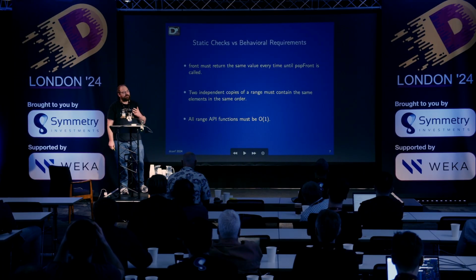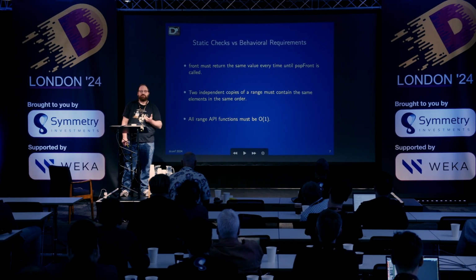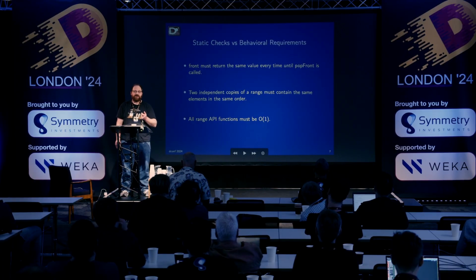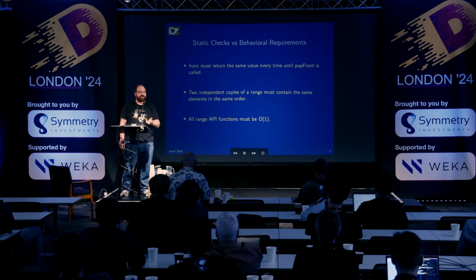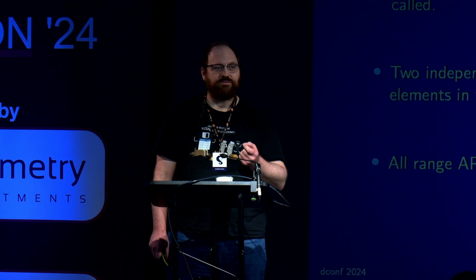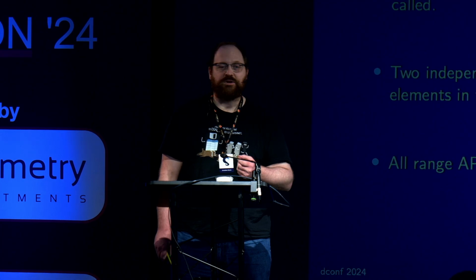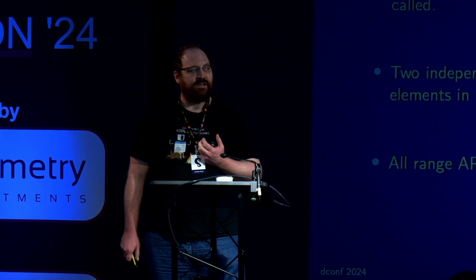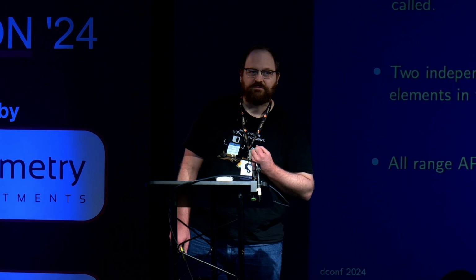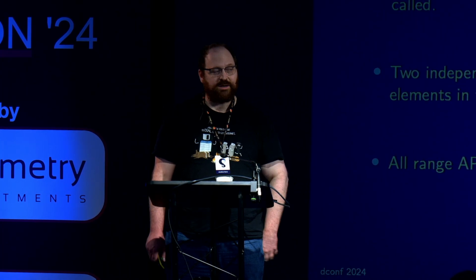On the other hand, there are things that are behavioral requirements that if you don't implement correctly, algorithms are not going to behave properly with your range, but we can't actually statically check it. For instance, front has to return the same value every time that it's called until you call popFront. If it changes for whatever reason, there are various algorithms that are going to break. Some will work because they only call front once, but others call front multiple times, and you will get fun bugs if you implement a range that for some reason returns different values for front before popFront is called.